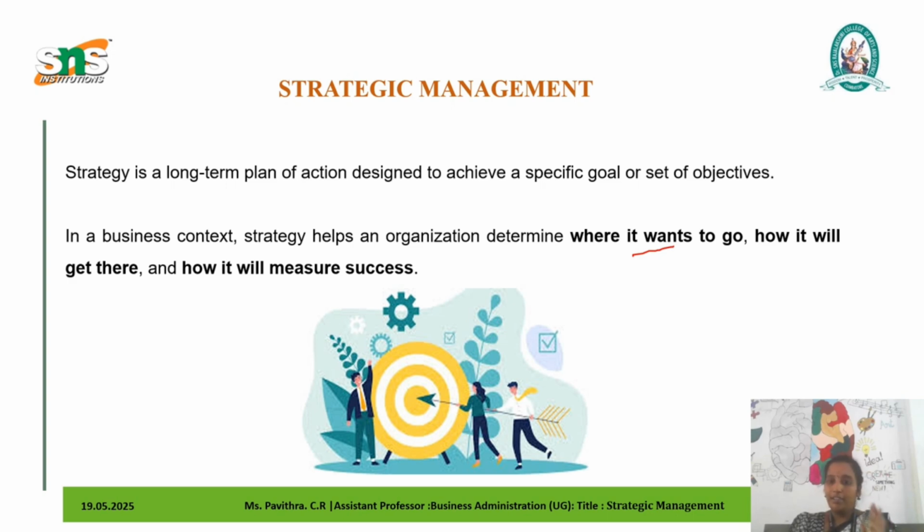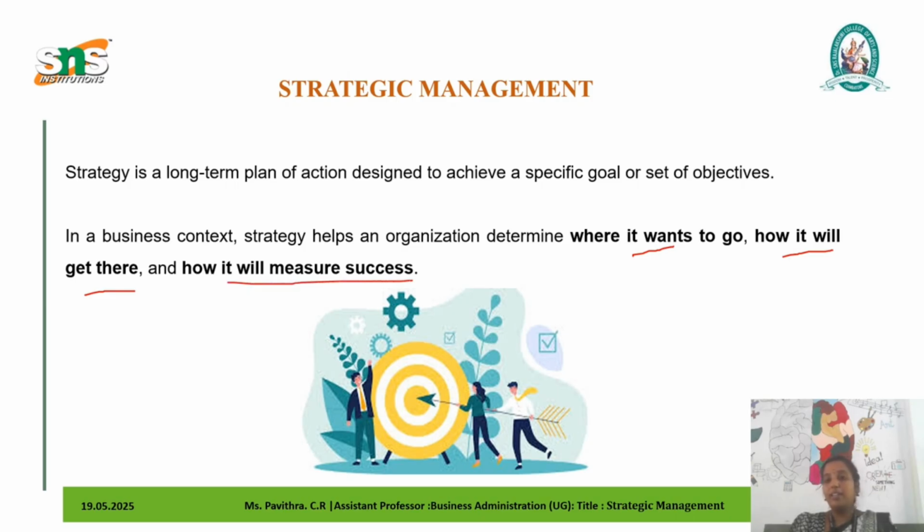We would have certain goals that we have to attain. For example, from a business perspective, it would have a goal that in the next 5 years I should be in the top 10 positions. So that is where it wants to go. Next is how it will get there. We have a plan, and how will I get there? I need certain steps, and that will be determined with the strategy. And finally, how it will measure success.